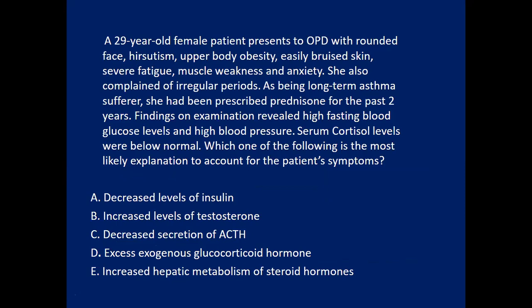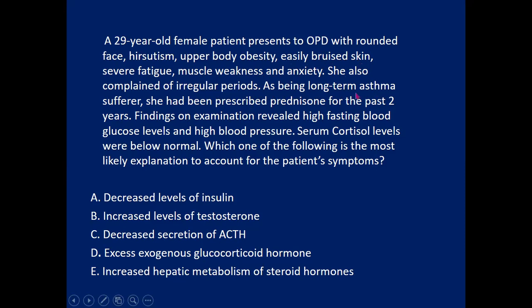Now we will discuss some important aspects of this topic. I'll just go through the MCQ. A 29 years old female patient presents to OPD with rounded face, hirsutism, upper body obesity, easily bruised skin, severe fatigue, muscle weakness and anxiety. She also complained of irregular periods. So till this we must apply our mind. There may be multiple conditions.